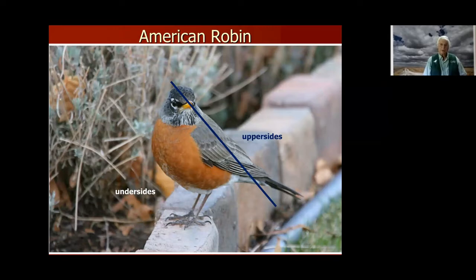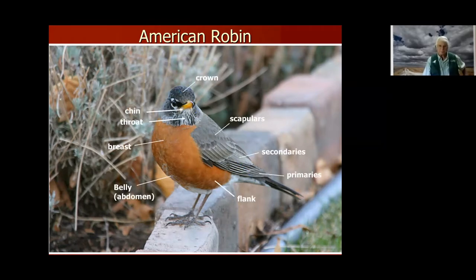If we were to draw a line through the middle of the bird, and this is not exactly the middle because of the pose of the bird, but at any rate, if we drew a line like that, everything above the line would be called the upper sides of the bird. Everything below would be called the undersides, and you'll hear me use those terms from time to time. And then as you saw in that topography diagram, there's different parts of a bird. You know, every bird has a head and it's got legs and feet and tail and back and so on.